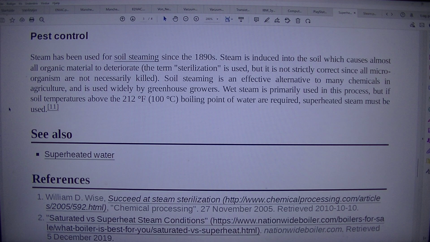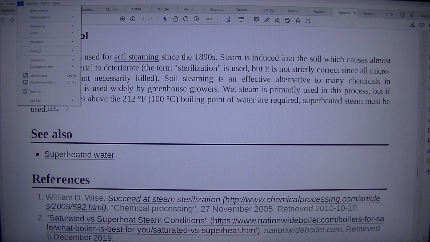Wet steam is primarily used in this process, but if soil temperatures above the 212 degrees Fahrenheit, 100 degrees Celsius, boiling point of water are required, superheated steam must be used. See also: superheated water.